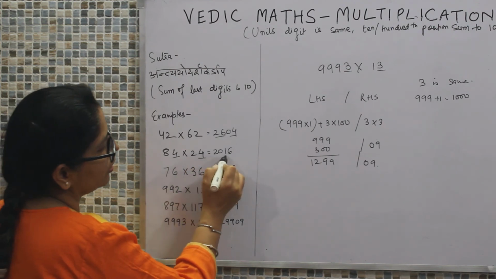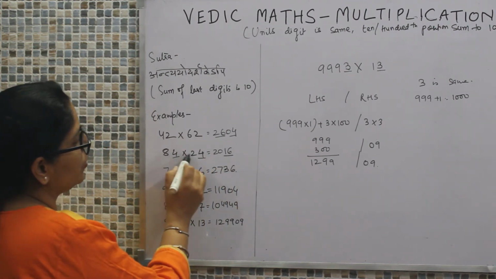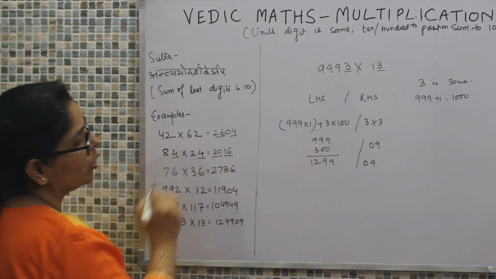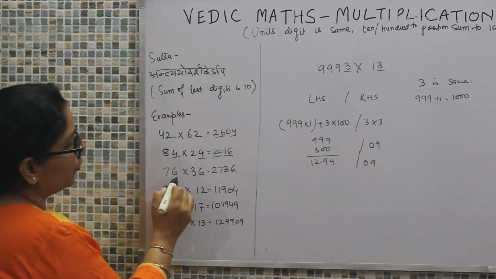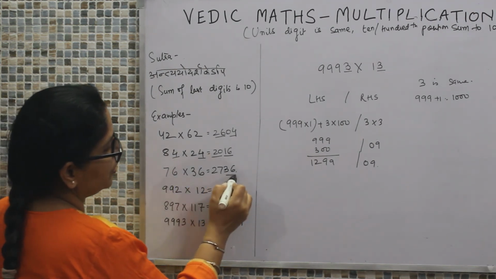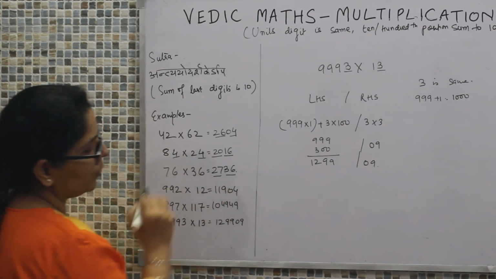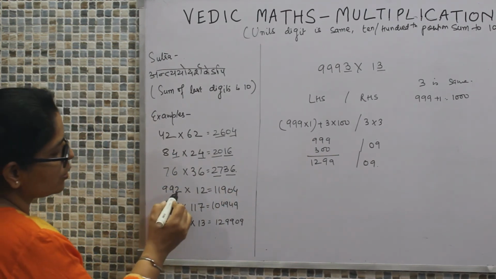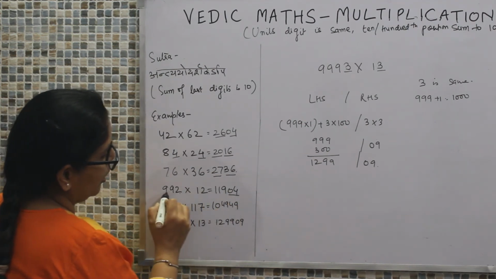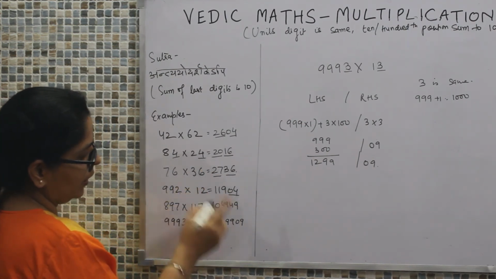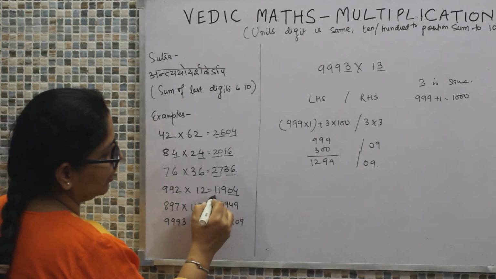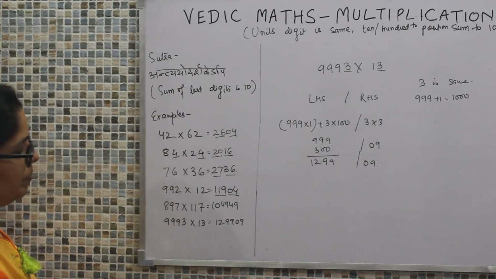4 into 4, that is 16. 8 into 2 is 16, 16 plus 4 is 20. Moving to the next, 6 6s are 36. 7 3s are 21, 21 plus 6 is 27. Next, 2 2s are 4. 99 into 1 is 99. 99 plus 20, that is 119.